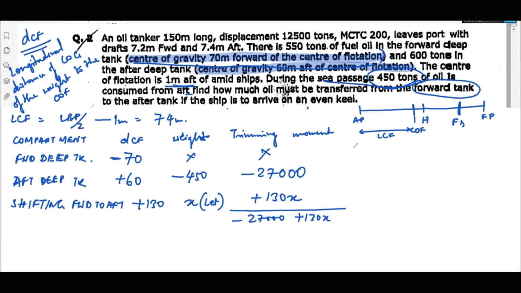Sir, can you explain how this DCF of 130 comes once again? Read the last line. During the sea passage, 450 ton of the oil is consumed from aft. Find how much oil must be transferred from the forward tank to the aft tank if the ship is to arrive on even keel. So transfer from where to where? Forward to aft. What is the shifting distance then? What is the distance between the two tanks?